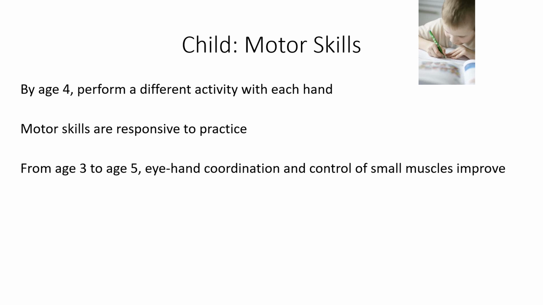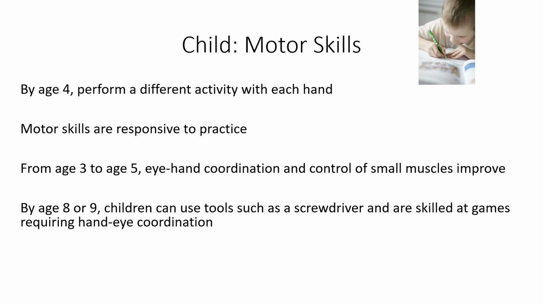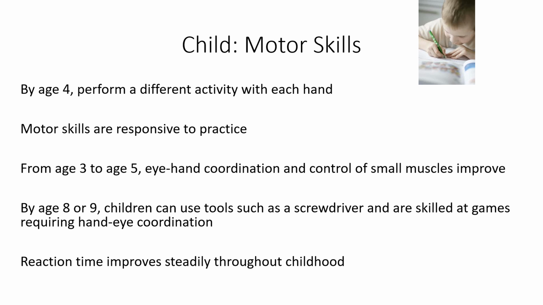You get things like reflexes, being able to catch a ball. It gets better as children get older. However, again, responsive to practice, so children that are younger can catch a ball easier because they've been practicing. By age 8 or 9, children can use screwdrivers, other tools. They're skilled at games requiring hand-eye coordination, being able to grab things fast, being able to pick up things fast, stuff like that. And reaction time is going to improve steadily throughout childhood.